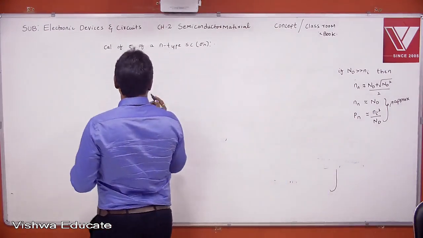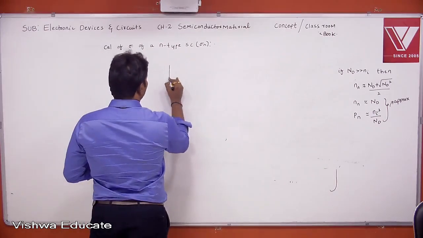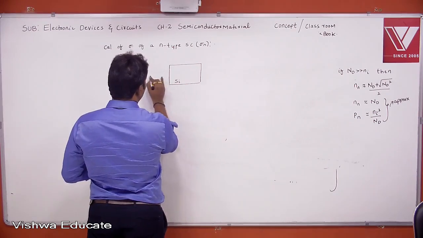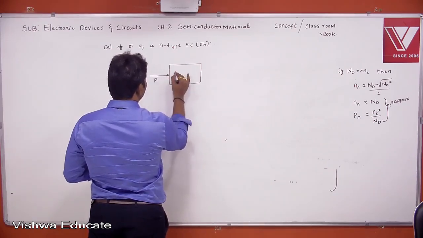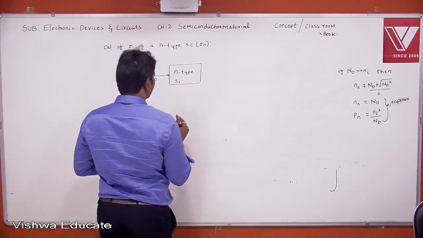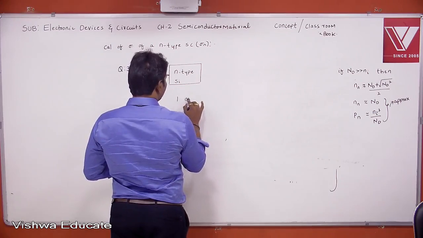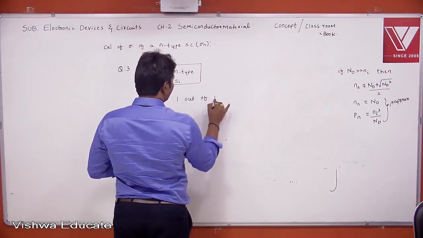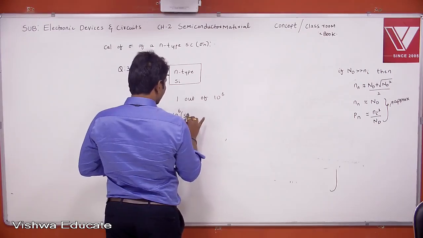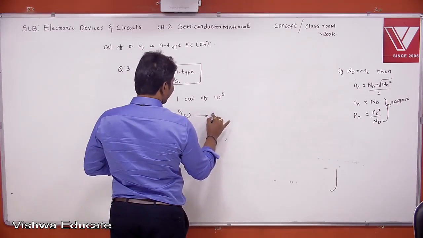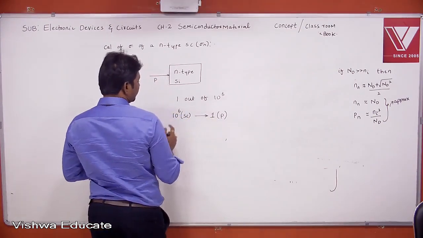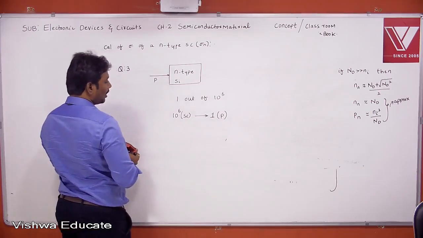Here, what is the given data actually? They gave a pure silicon sample, and it is doped with phosphorus. Then the sample becomes N type. How is it doped? 1 out of 10 power 6. What is the meaning? For 10 power 6 silicon atoms, how many impurities are added? One impurity is added, meaning one phosphorus atom is added.